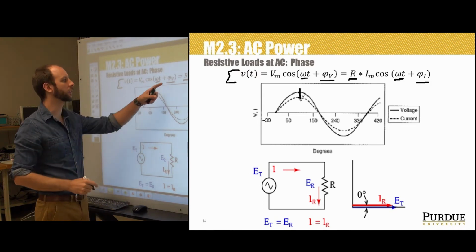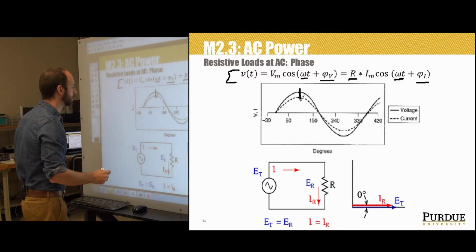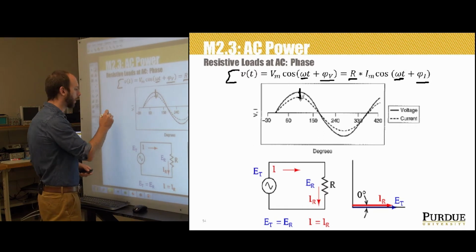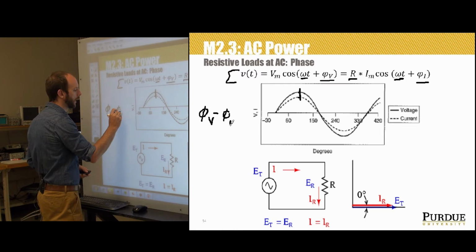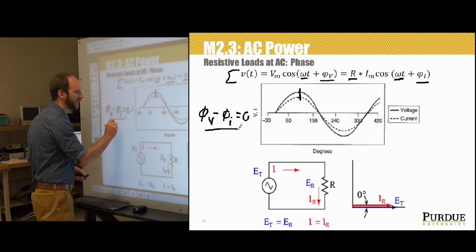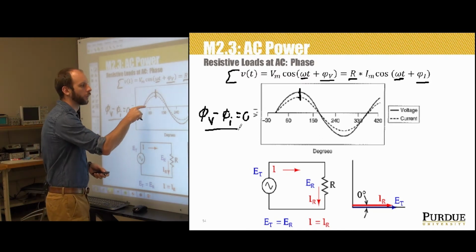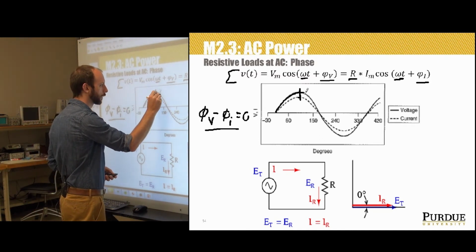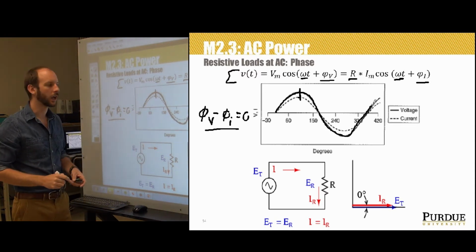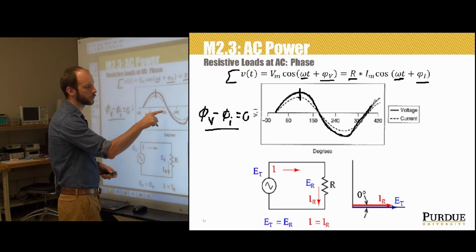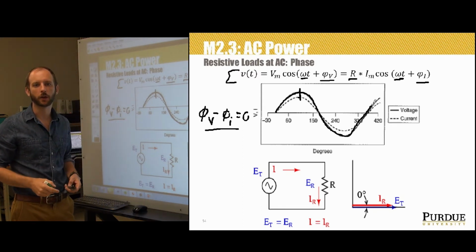So what that is saying is phi sub V and phi sub I for a resistive device have to be equal, or phi V minus phi I equals 0. All we're saying here is that they're the same. Graphically, we can easily see that by just looking at the voltage waveform, this big solid line here, versus the current waveform, the dotted line, and we see they reach their peaks at the same time, they reach their zero crossings at the same time, they reach their negative peaks at the same time. Mathematically, we say that they are in phase.